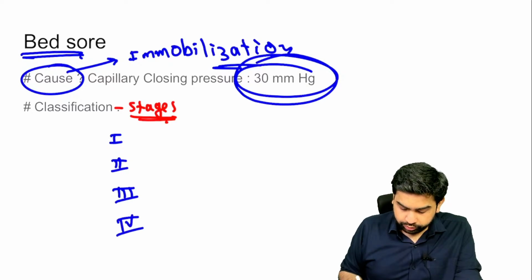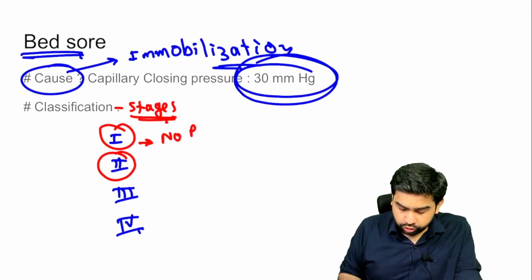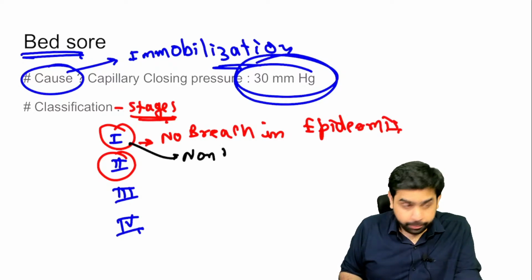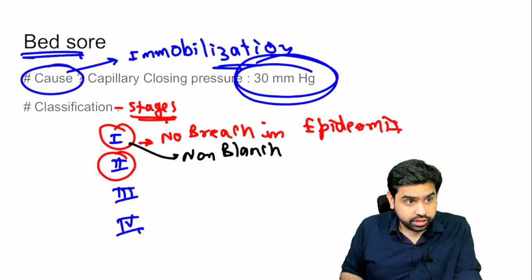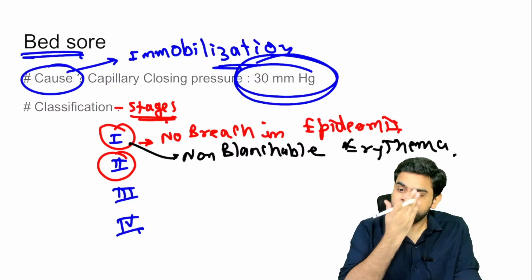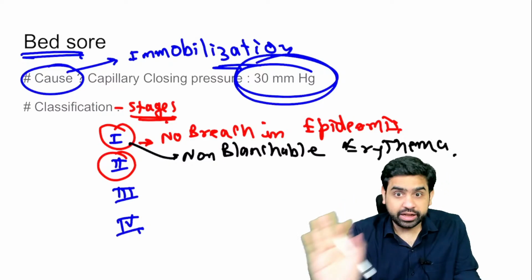Okay, what you need to understand is that the answer is not 1. The answer is 2. In stage 1, there is no breach in the epidermis. All you basically have in a stage 1 bed sore is a non-blanchable erythema. That is what you need to understand.